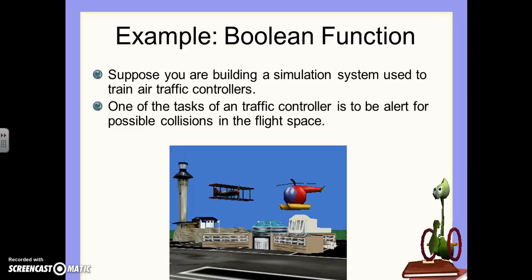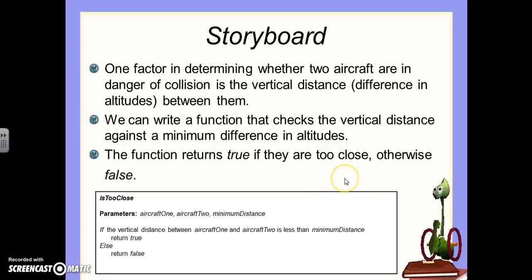Suppose you are building a simulation system to train an air traffic controller. One of these tasks of an air traffic controller is to be alert for possible collisions in the flight space. So here in this example, you can see we have a helicopter and an airplane. And so how do we build a simulation to show that if these two aircraft collide, we would have a serious problem? All right, so let's take a look.